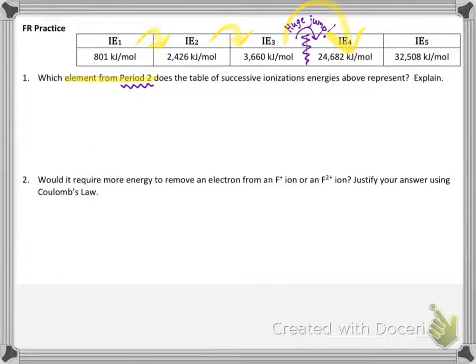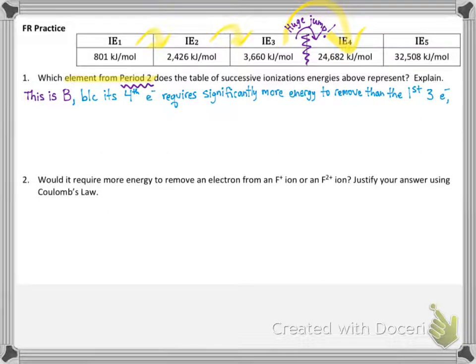Now, you do have to be able to explain this, but it's basically just explaining the pattern. Always start by answering the question. So this is boron, and then explain. Well, we know it's boron because its 4th electron requires significantly more energy to remove than the first 3. Careful though, you have to connect that. Okay, but how does that tell you it's boron? Well, that means it must have 3 valence electrons.